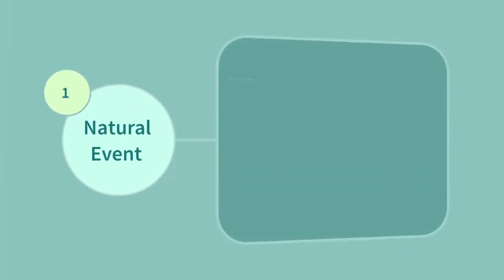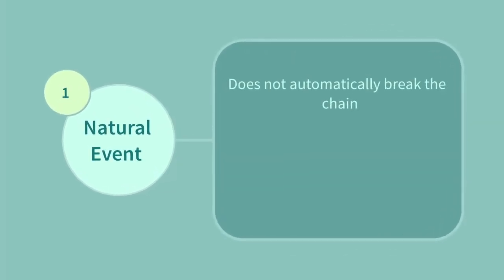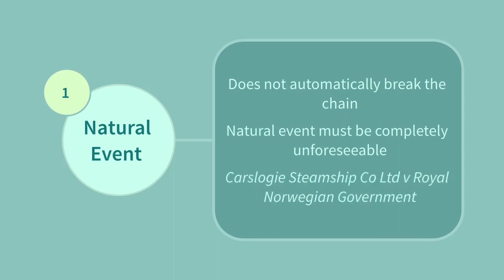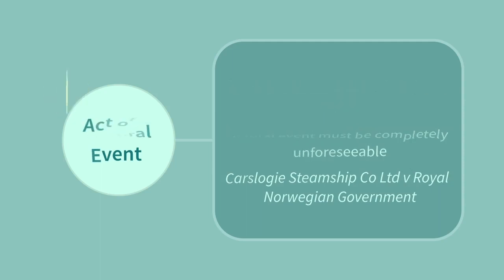A natural event does not automatically break the chain of causation. If the defendant's breach has placed the claimant in a position where the natural event can add to that damage, the chain will not be broken unless the natural event is completely unforeseeable. See the case of Carslogie Steamship Company Limited v. Royal Norwegian Government.